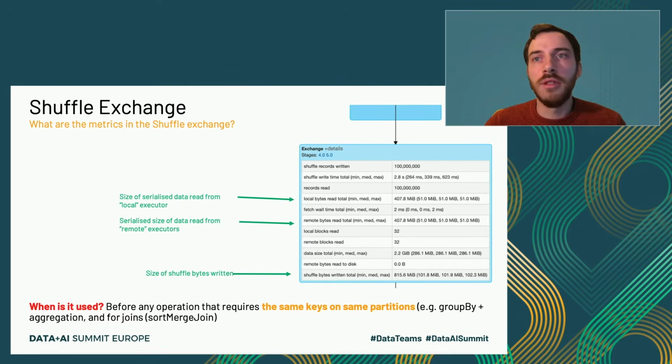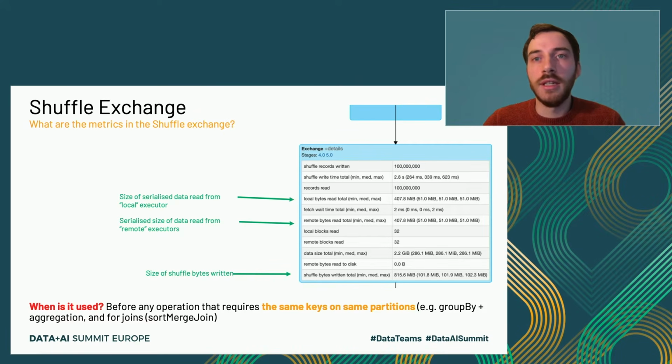So two things to note here. One is if you look at the metrics, there's a size of shuffle bytes written all the way at the bottom, and then there are two other metrics, and the sum of those metrics should correspond to the total shuffle bytes written. So in this case, there's a local and a remote size of data read.